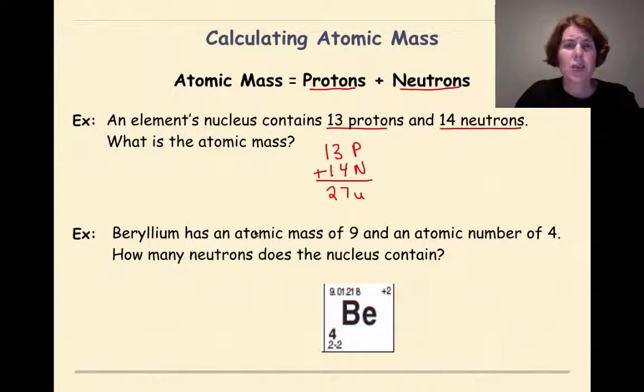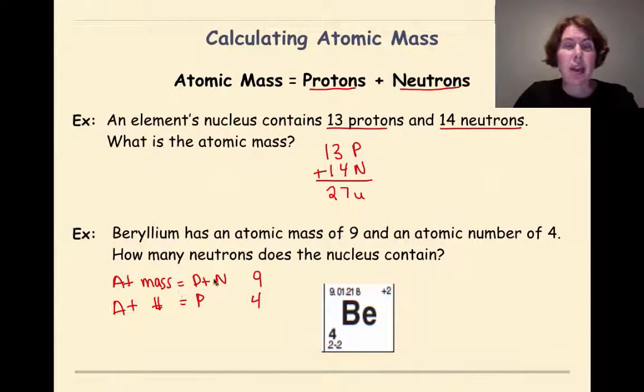Let's look at another example. Beryllium has an atomic mass of 9 and an atomic number of 4. How many neutrons does the nucleus contain? Well, remember, if we abbreviate this out, atomic mass is equal to protons plus neutrons, and in this example, we say that that is 9. Now, atomic number, as we've learned previously, is the same thing as number of protons. So in this case, the number of protons will be 4.